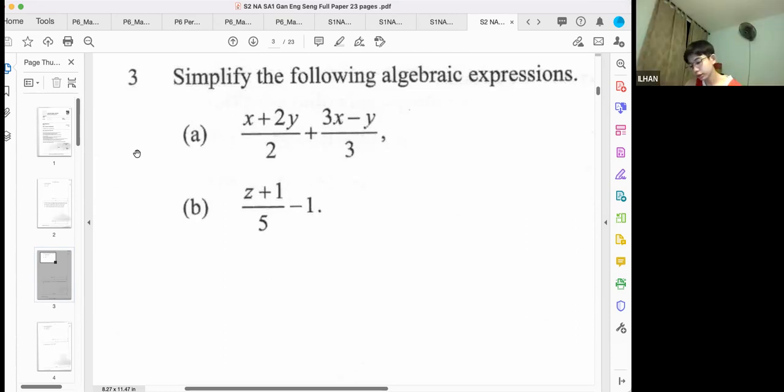And the answer for it is 9x plus 4y over 6, right? Well done. What about B?